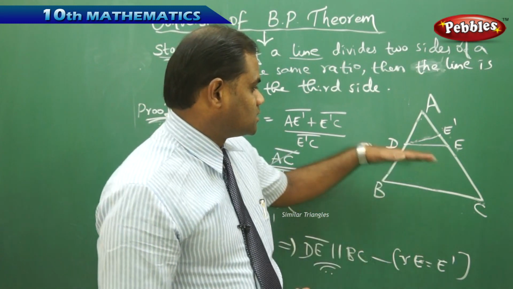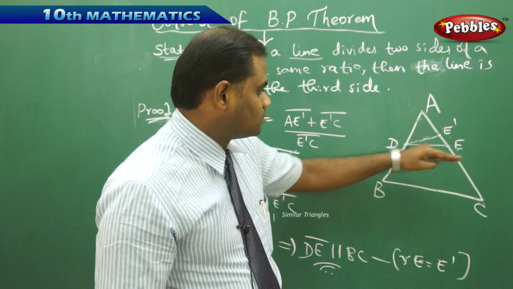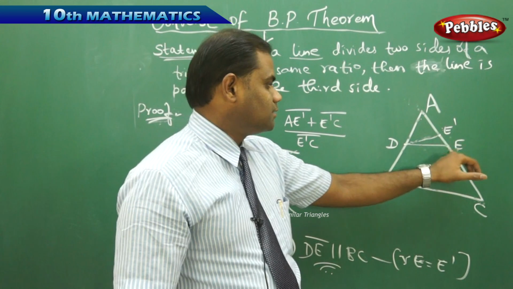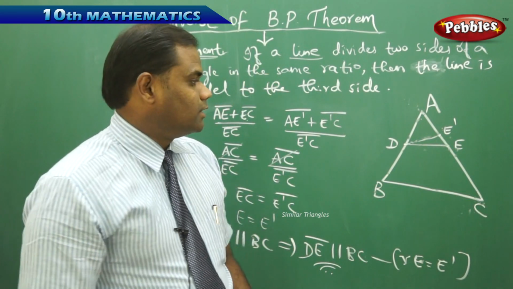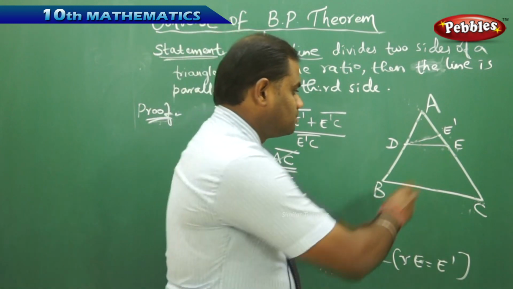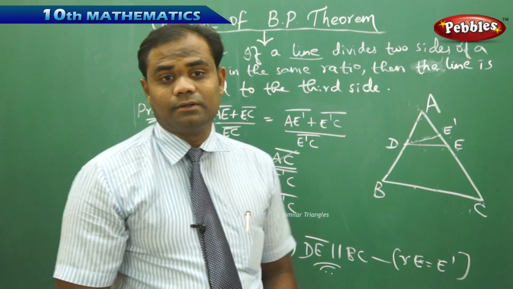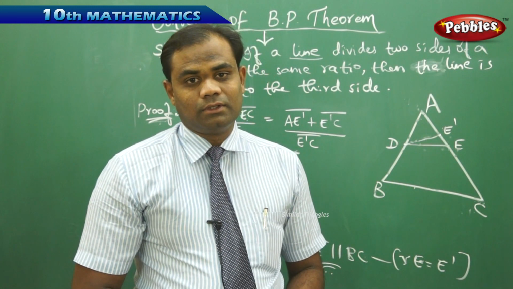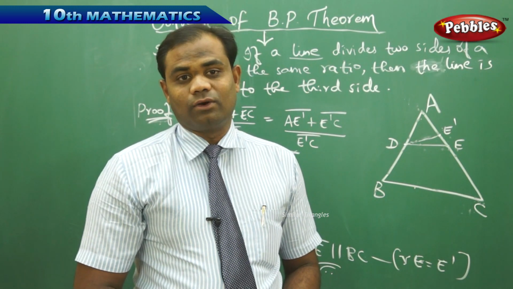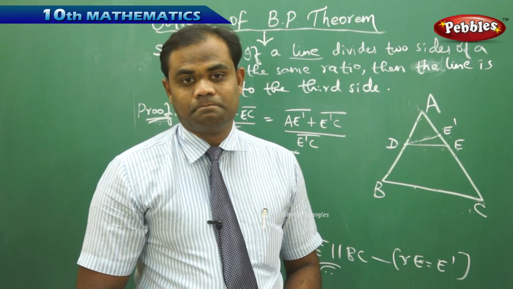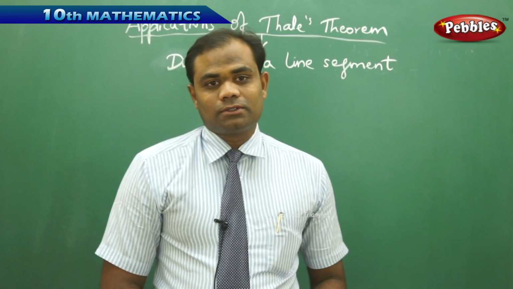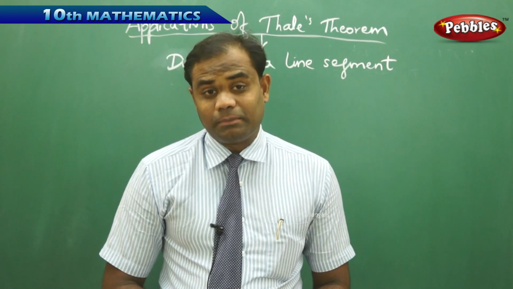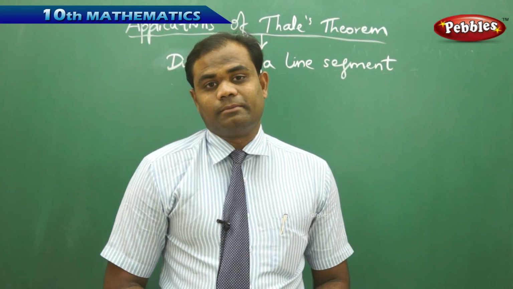Therefore, when a line is drawn in such a way that it cuts the two sides in the same ratio, AD by DB equals AE by EC, then we also get the proof that DE is parallel to BC. This is what the converse of the basic proportionality theorem is about. So the converse also holds true along with the basic proportionality theorem. Now that we have discussed the basic proportionality theorem, or the Thales theorem, let's see its application in real life or in general mathematics.